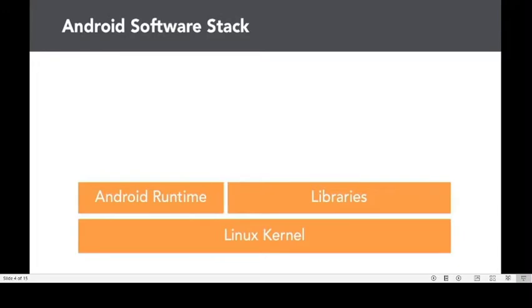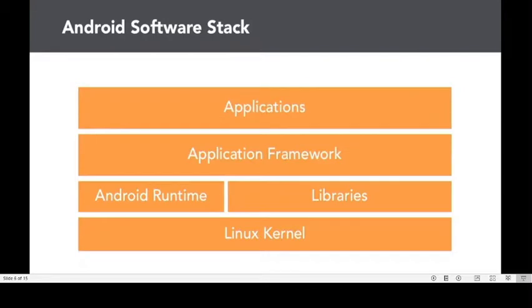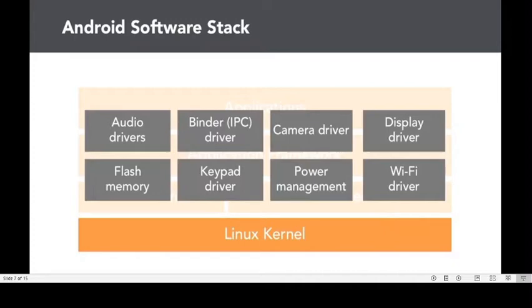On top of the kernel we have the Android runtime and a set of libraries that enable operating system behavior. The next level is the application framework, on top of the runtime and associated libraries. Finally, on the top are the apps, basically the applications. Now let's break down each of these layers.